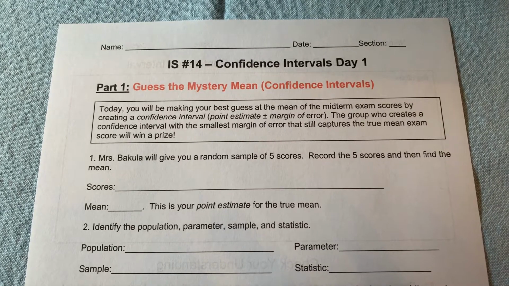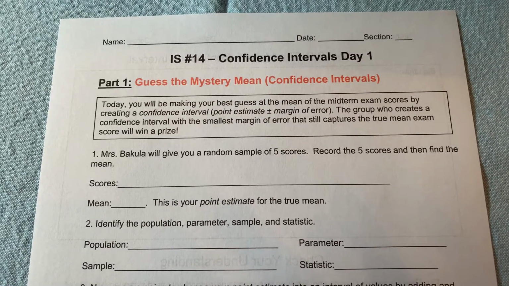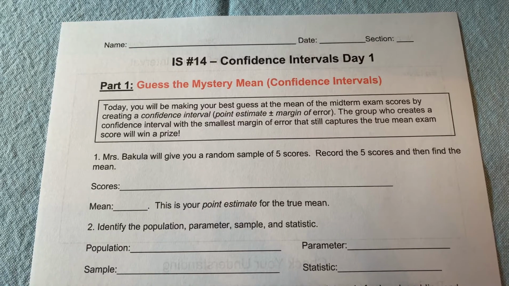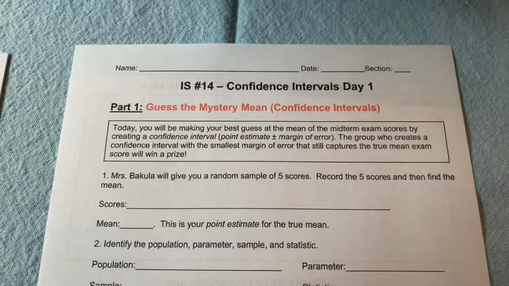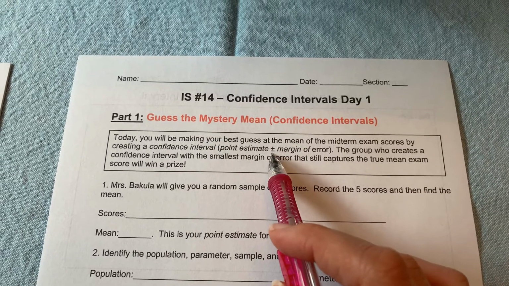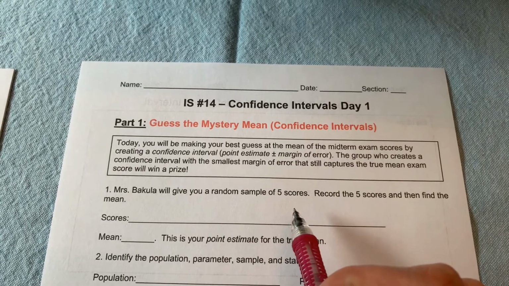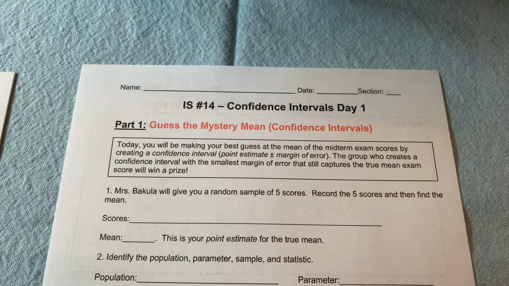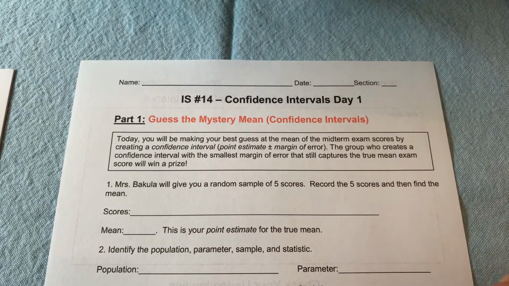So if we were in class today, you would be making your best guess at the mean of the midterm exam scores, the ones that we just took right after spring break, by creating a confidence interval. This is something new to us, but it tells us right here that a confidence interval is the point estimate plus or minus, that's what this symbol with a plus and a minus sign means, the margin of error. If we were in class, the group who creates a confidence interval with the smallest margin of error that still captures the true mean exam score will win a prize. And we'll see what that means later, although unfortunately no prizes.